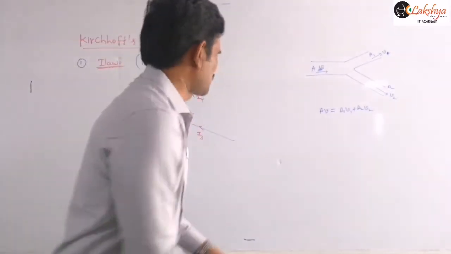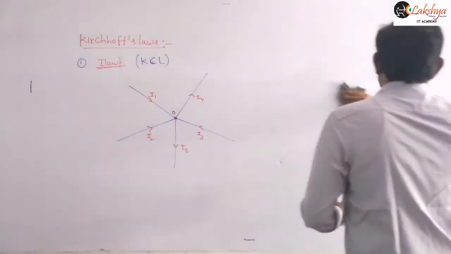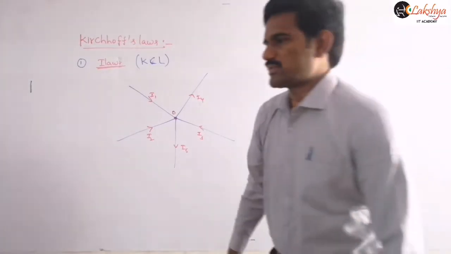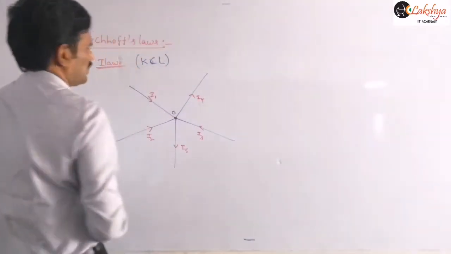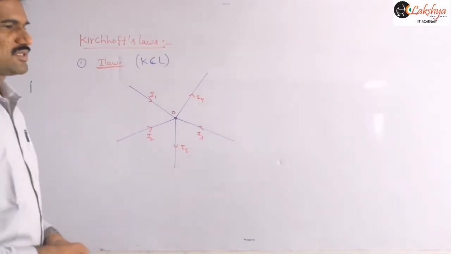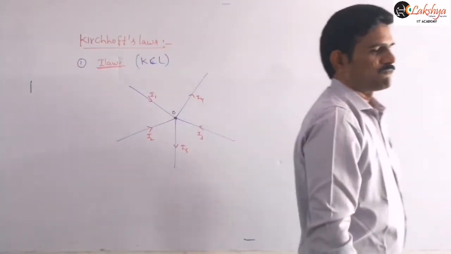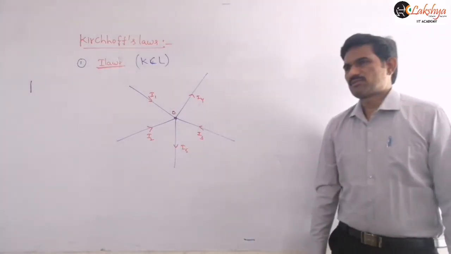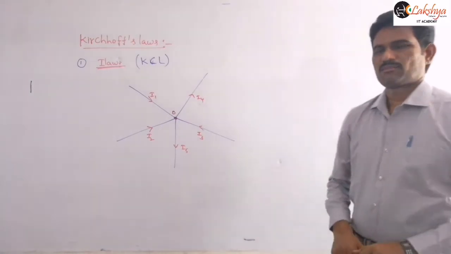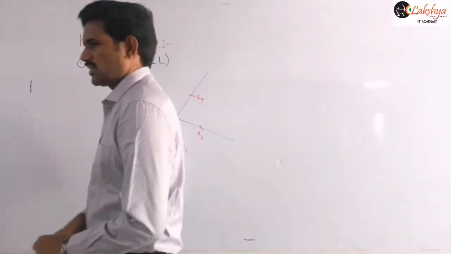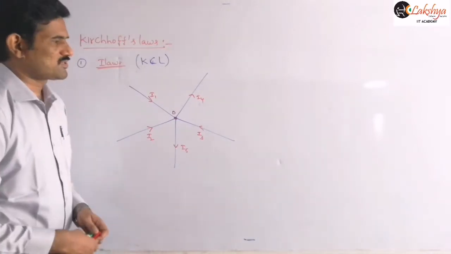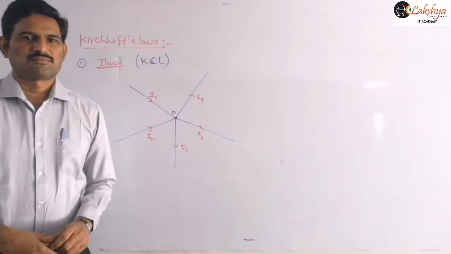So that means in this, can you say which are the currents flowing into the junction? So first write the statement there. Kirchhoff first law. So Kirchhoff first law states that the sum of currents flowing into the junction is equal to the sum of currents flowing out of the junction.